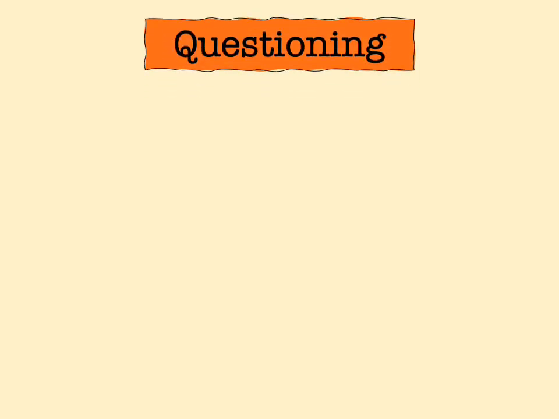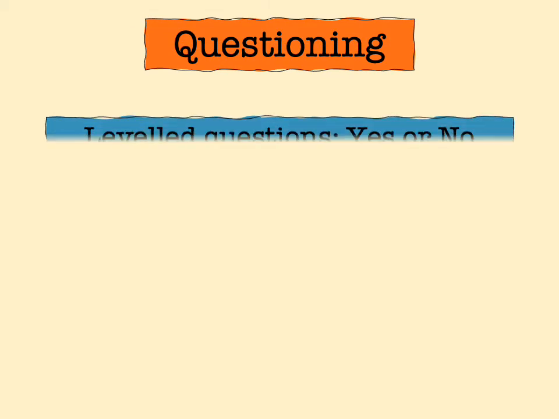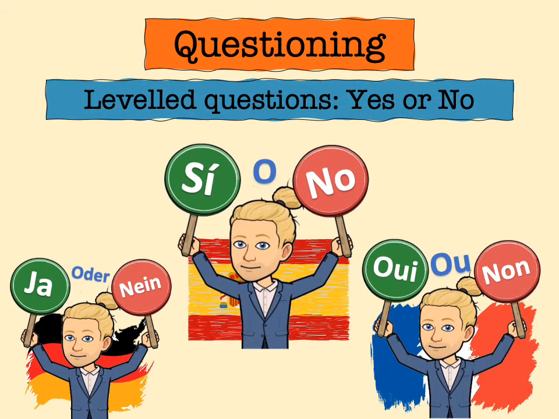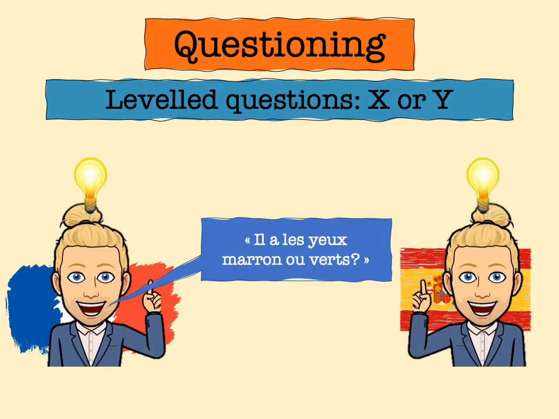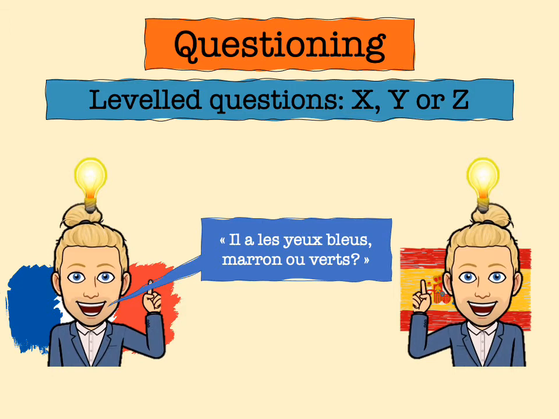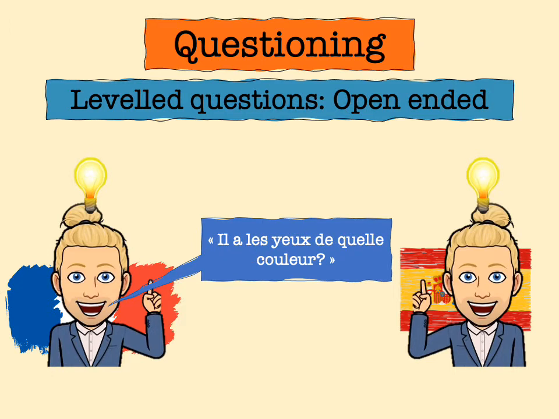I think that questioning is perhaps one of the most important aspects of teaching, and one questioning strategy that I employ are leveled questions. So I may start off with yes, no, then I'll move on to 2 options, so X or Y, then 3 options, so X, Y or Z, and then finally open-ended questions once students already feel pretty confident and they're really prepped to answer those properly.